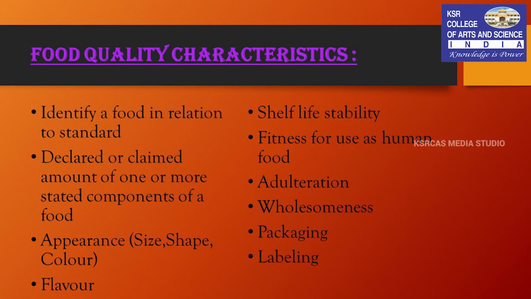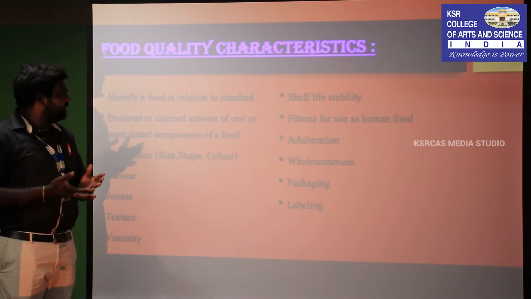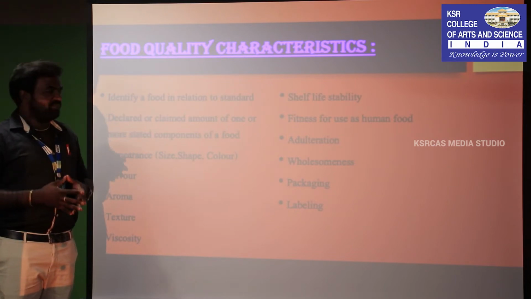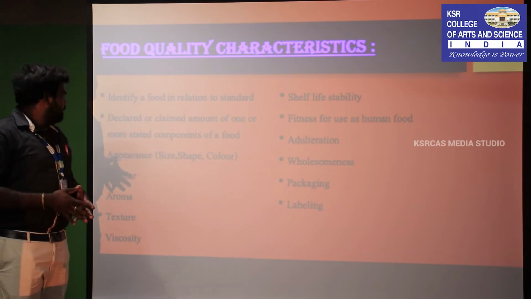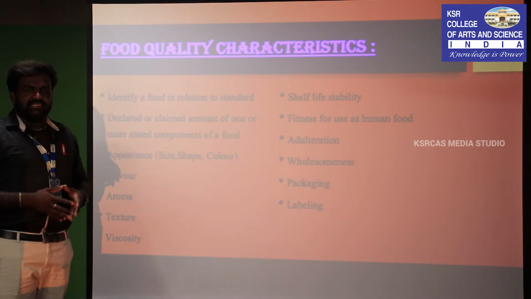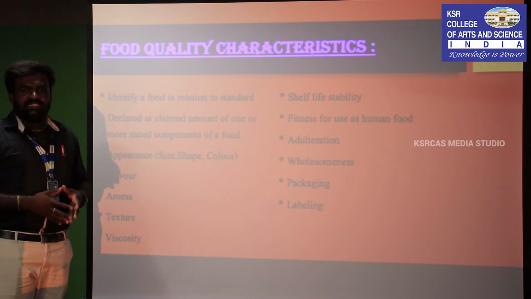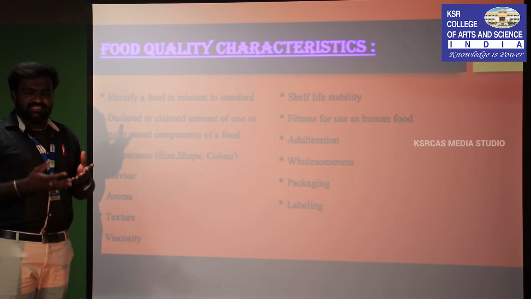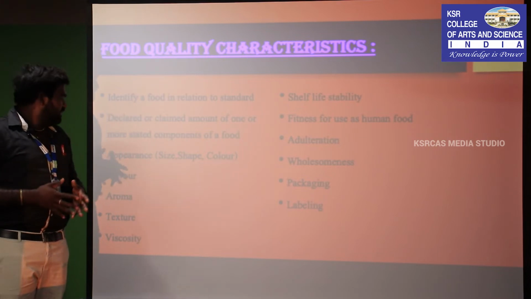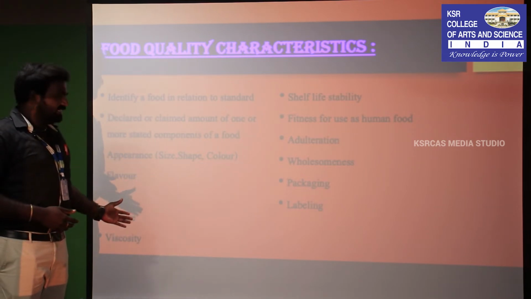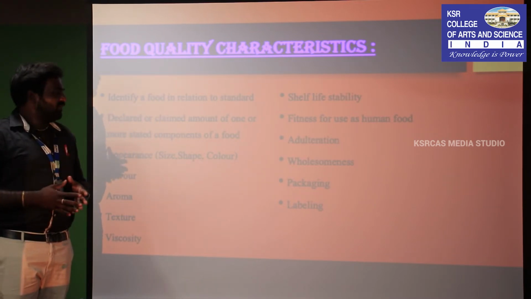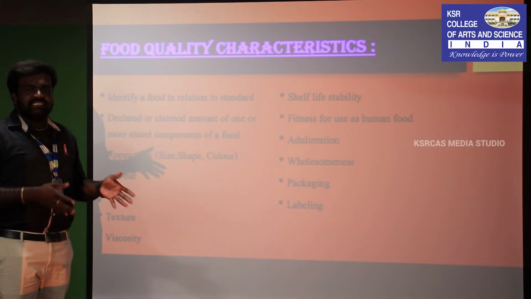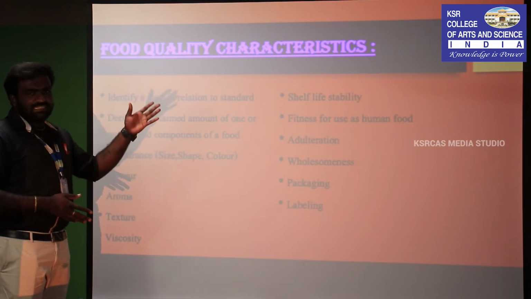Next, we are going to see the food quality characteristics. First, we have to identify a food in relation to a standard, then the declared or claimed amount of one or more stated compounds. Third one is appearance, which is size, shape and color. Then the fourth one is flavor, which requires taste and packaging. Fifth one aroma, and then texture, viscosity and shelf life stability, fitness for human food, adulteration, and packaging and labeling. So, these are the characteristics of food quality.